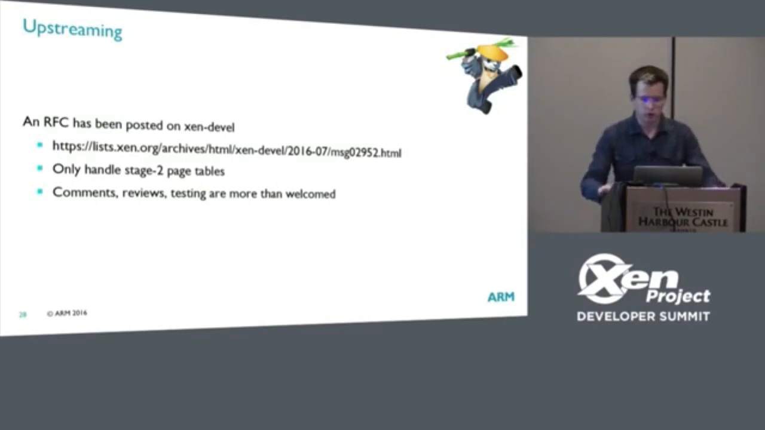When I looked at the stage 2 page tables in Xen, rather than trying to fix the code to handle super pages, I decided to rework them to make each helper very easy to use, like getting an entry, setting an entry in the page tables. So I've reworked all the page tables. I sent an RFC recently, a few weeks ago. It's only for stage 2 page tables, so I haven't yet looked at hypervisor page tables.